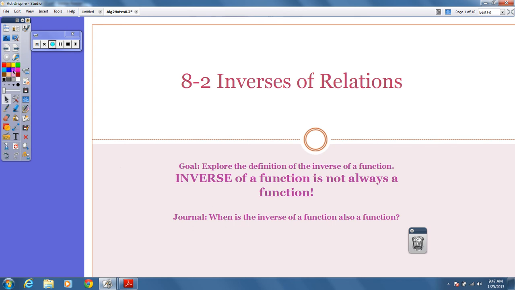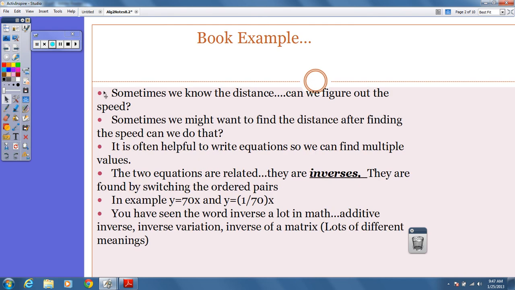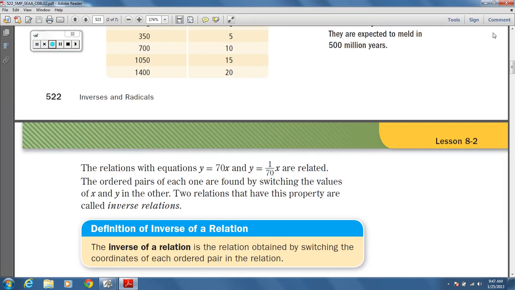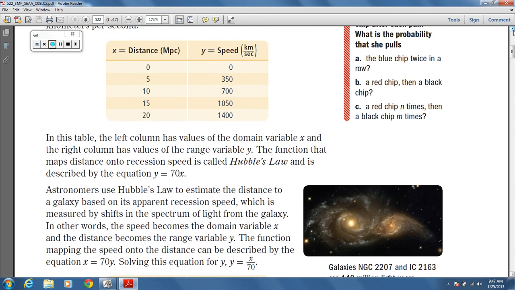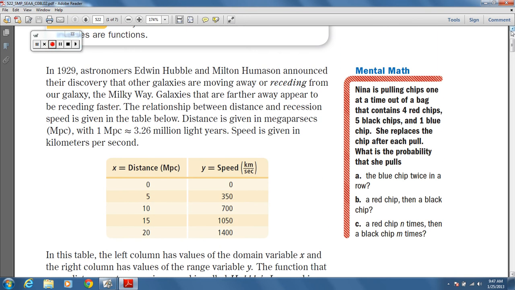Here's a journal choice, and you may do that if it interests you. We're going to look at the book for an example here. Let's look at it up here. I'm not much into science stuff, but I do think that this is worth discussing.